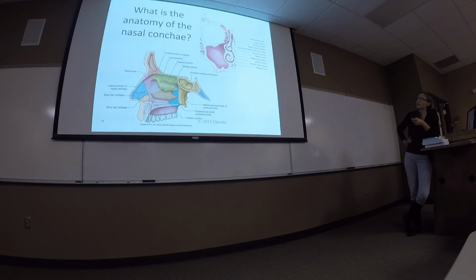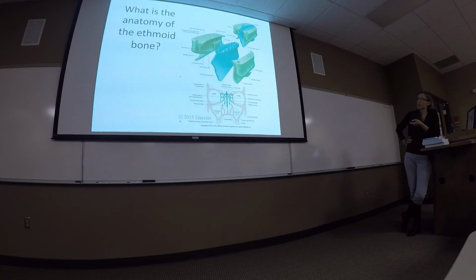And then a little tiny bit of the superior concha. Okay, so much more elaborate than what the images showed previously. Okay, so then if we pull out just the ethmoid bone, here we see a simplified version of the middle concha and the superior concha.